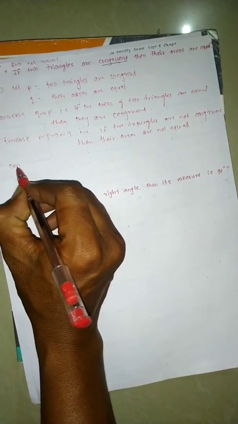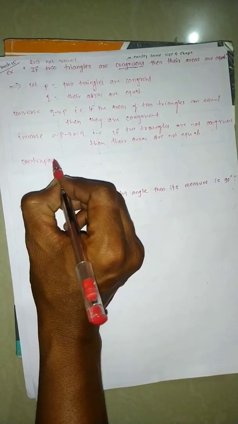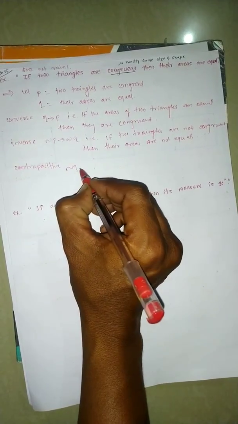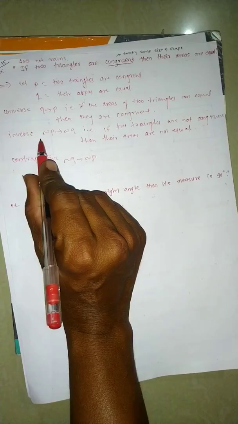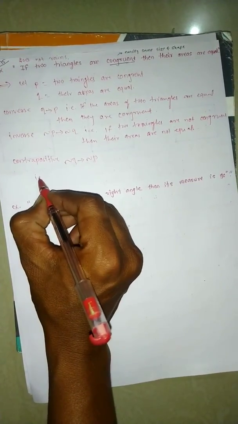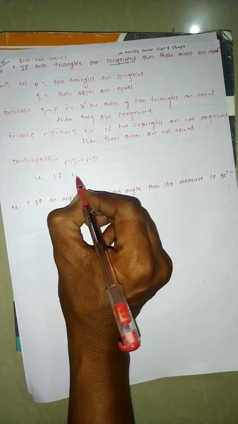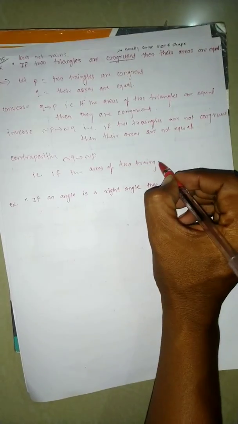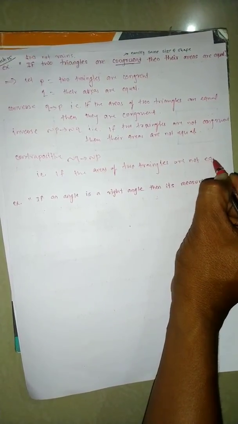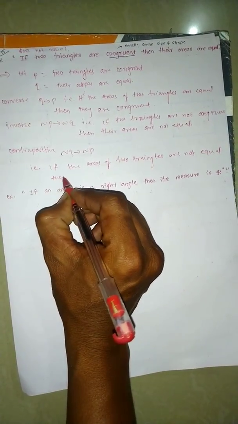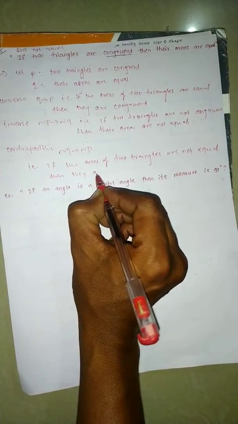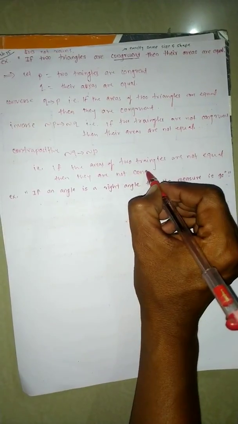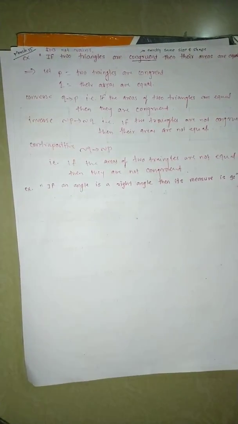Now the contrapositive: negation of Q implies negation of P, the reverse of the inverse statement. Write down the statement: if the areas of two triangles are not equal, then they are not congruent. In this way we can make the converse, inverse and contrapositive of the composite statement.